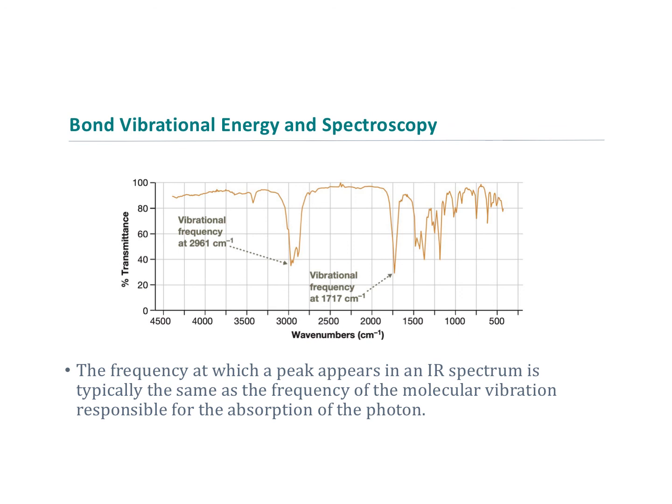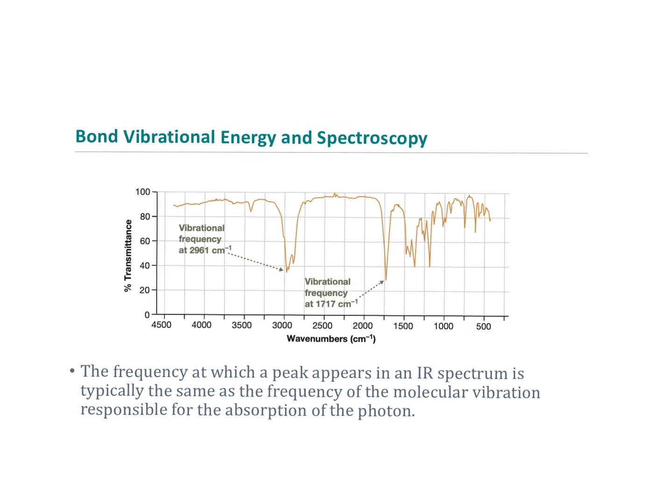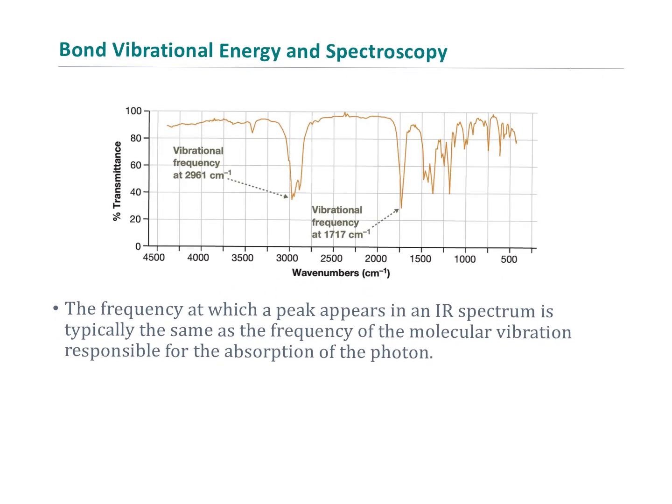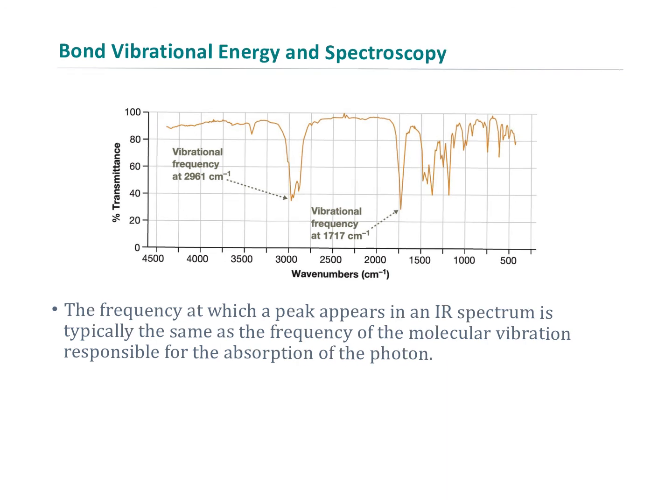When we talk about this, right? So the frequency where the peak appears is typically the same as the frequency of that vibration that's responsible for the absorption of the photon. So I got real excited on the previous slide, and I probably was not as eloquent as I wanted to be, which is why I typed it out here. I knew I would. And so if we look at this figure here, what we can see is we've got peaks here at 2961 and a peak at 1717. And so the molecule that produces this IR spectra has types of vibrational motion with these same frequencies.